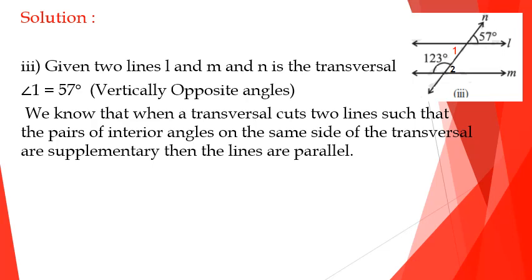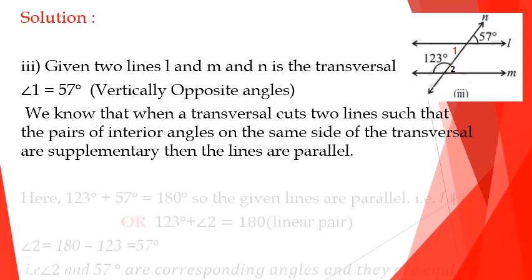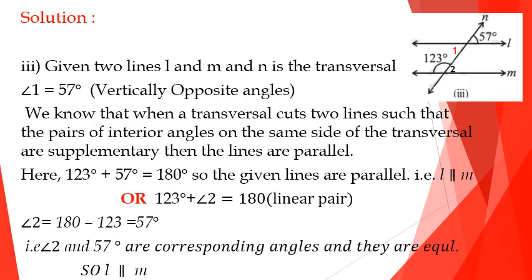Now we have both the interior angles on the same side of the transversal. What is the property for the two lines to be parallel? The interior angles must be supplementary. Now you can check whether they are supplementary or not. So 123 plus 57 degrees equals 180 degrees. So the given lines are parallel. That is, in this case, L is parallel to M.